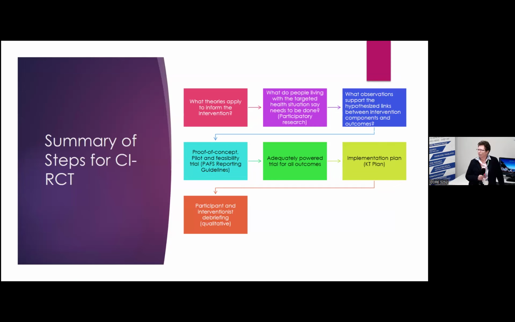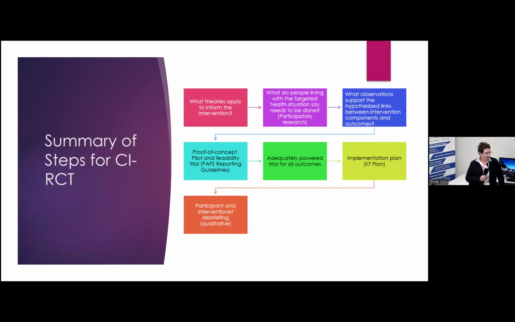What theories apply to inform the intervention? These are the theories for the intervention. What do people living with the targeted health situation say needs to be done? This is the participatory research. They need to tell you what needs to be done. What observations support the hypothesized links between the intervention components and the outcomes? That's when you're doing your literature search, looking at the literature for those arrows in your diagram. What is the literature supporting that?